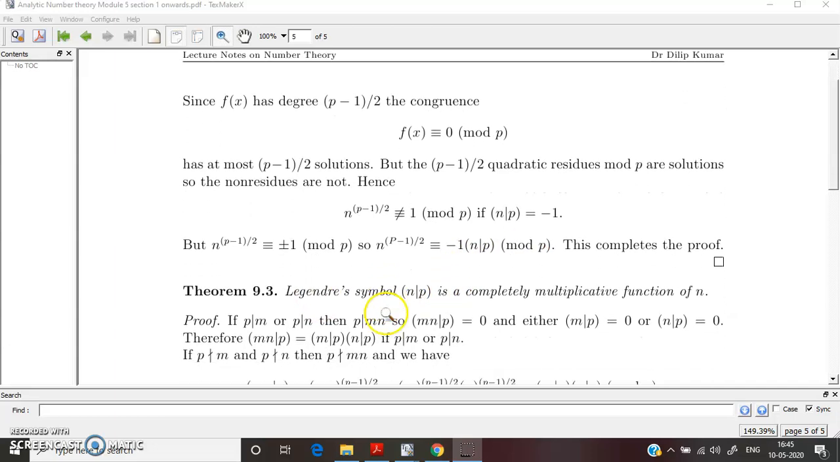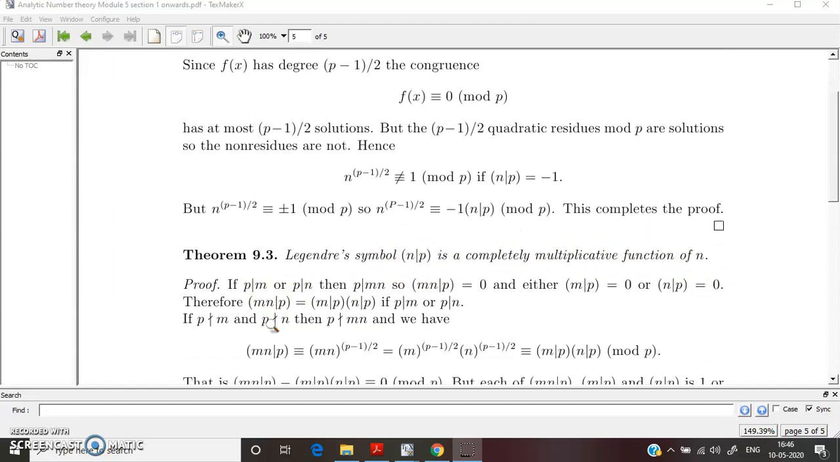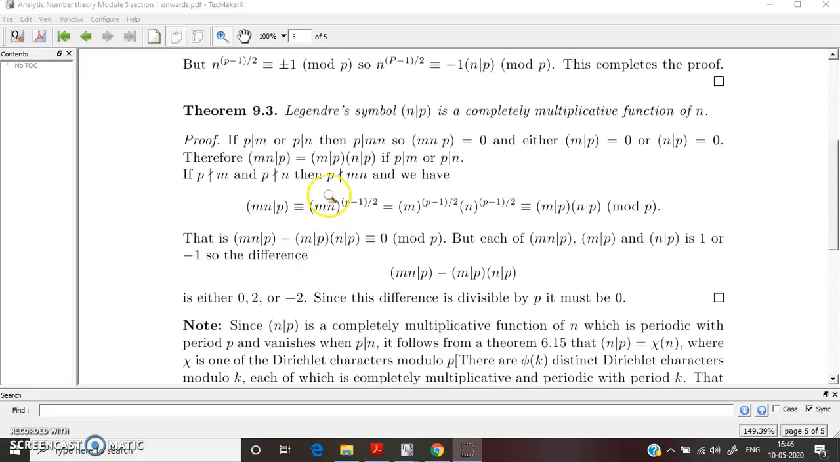Next we will prove that the Legendre symbol (n/p) is a completely multiplicative function of n. To prove this, we also do it in two cases, because some numbers are divisible by p and some are not. Here (n/p) is completely multiplicative. This is what we have to prove. For that, let us see the proof.